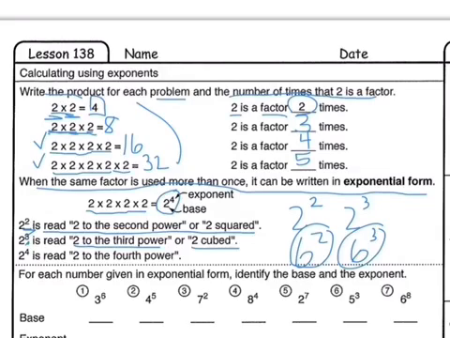Think about it. When we write the number like this, we can call that one half. We don't really call it one half. It's like a shortcut word for that. All right, and then 2 with a little 4 as the exponent is called 2 to the 4th power.